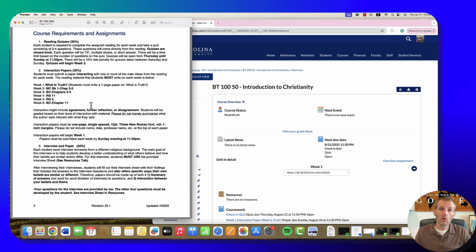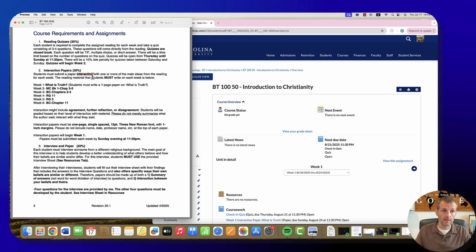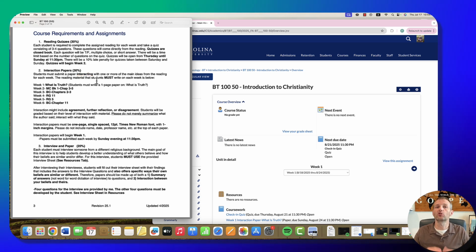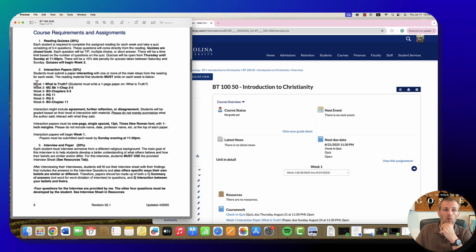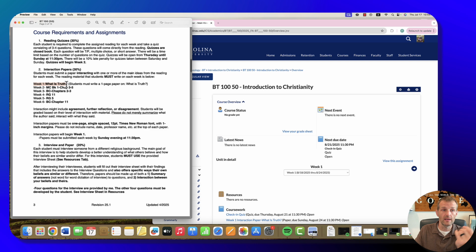Now, starting week 1 is your interaction papers. Your interaction paper assignment requires you to interact with part of your reading for the week. The reading that you have to interact with, you do not get to choose what you're writing on each week, is listed right here in your syllabus. So anytime you're wondering, what am I writing on this week, go to your syllabus.